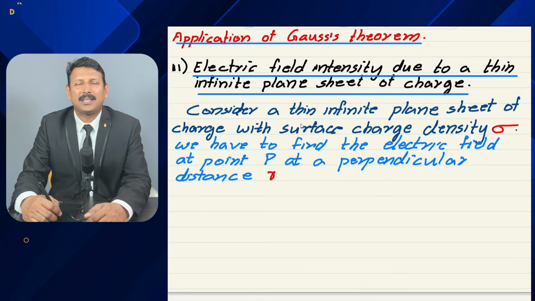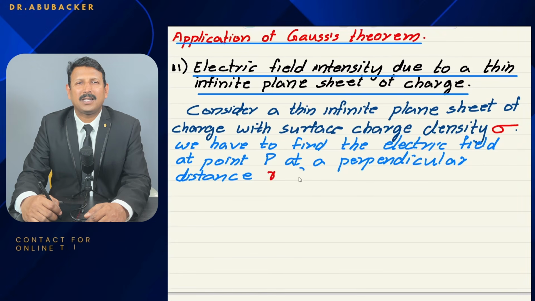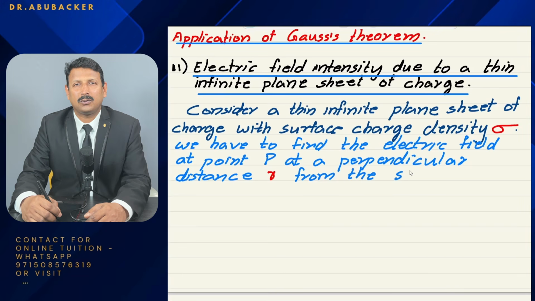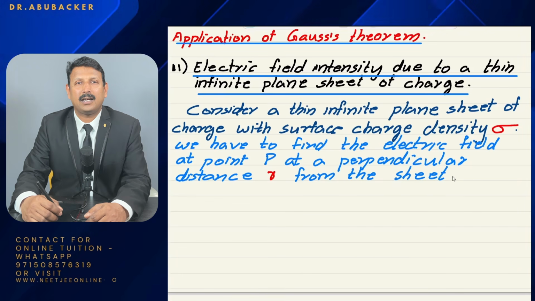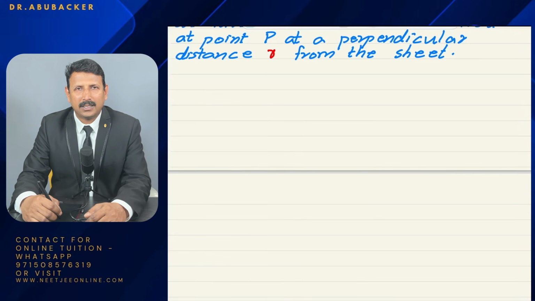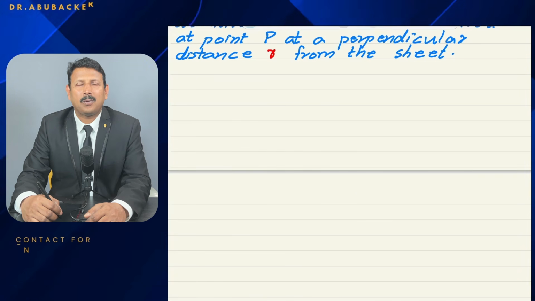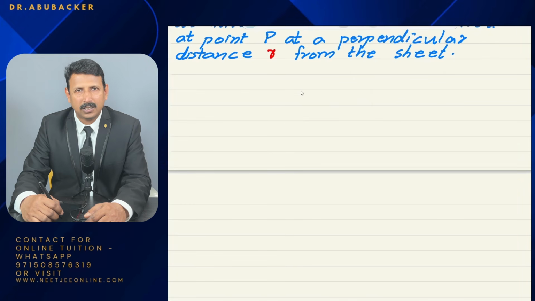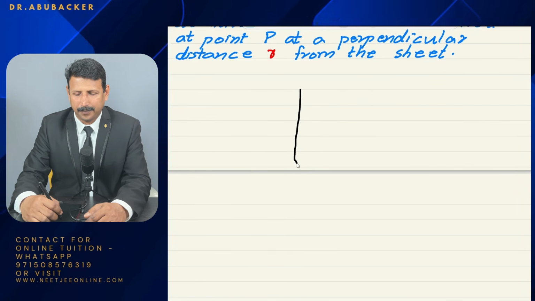It is not mandatory to write it as it is, but it is required to write something about what we are going to do, instead of starting with rough data. Explain the things. So we are going to find the electric field produced due to a thin sheet at a point P at a perpendicular distance r from the sheet. So draw one sheet first.